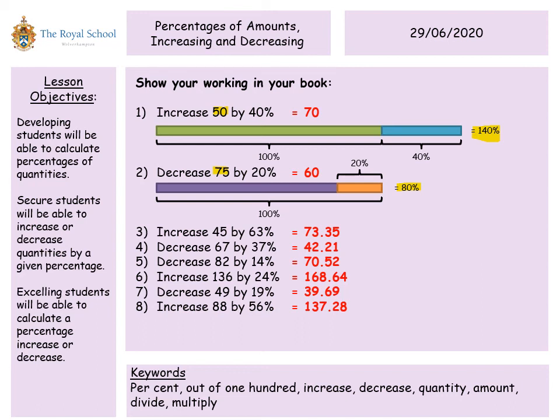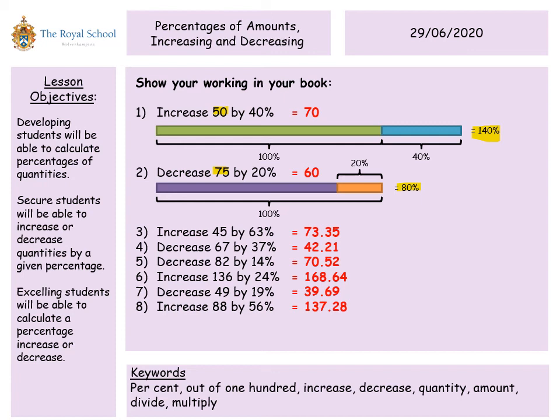In question 4, we've got that decrease of 67 by 37%. So if you take off 37%, you're left with 63%. So we need 63/100ths times 67 for that answer. In number 5, we've again got one of these decreases. So we're decreasing something by 14%. Now your original take 14 leaves you with 86%, so we need 86/100ths times 82 for our answer.